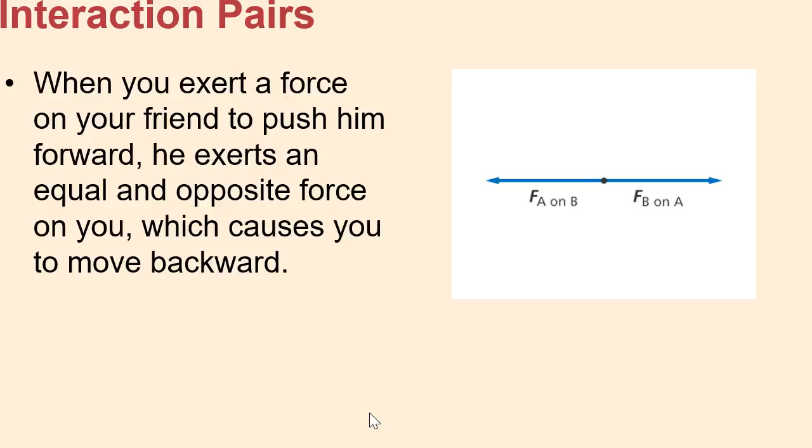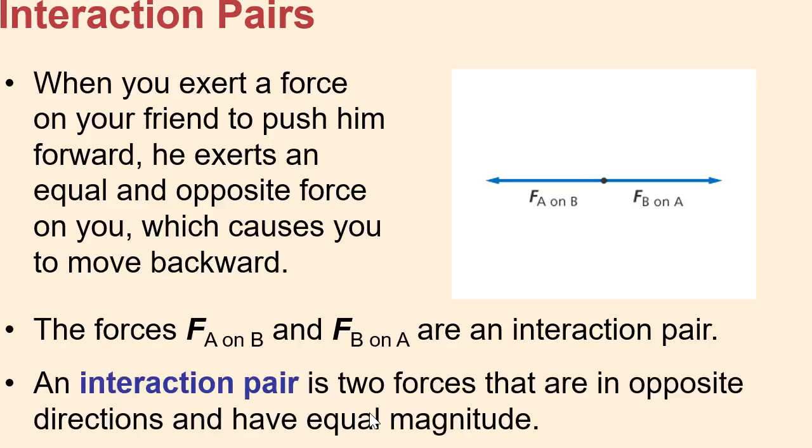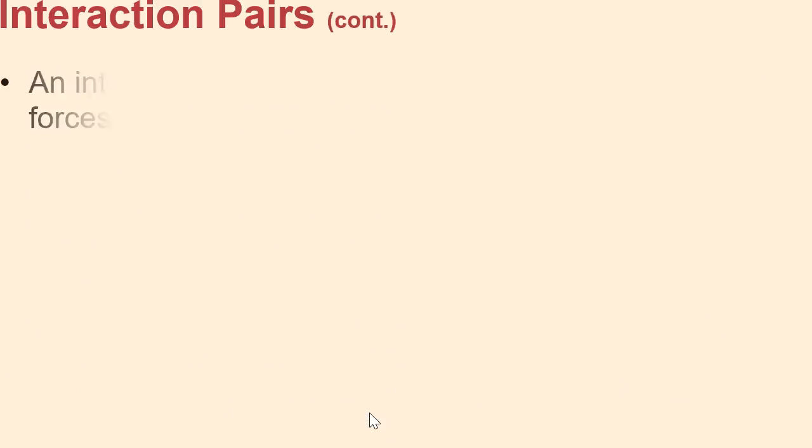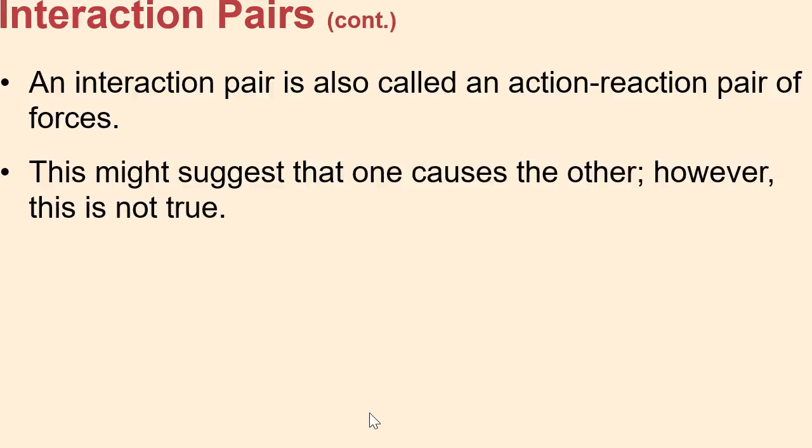but when you do a free body diagram, you don't report all the forces that you're exerting on other things. You simply report all the forces that are acting on the object that you're doing the free body diagram for. We would say that these forces are interaction pairs. Interaction pairs are two forces in opposite directions with equal magnitude. Interacting pairs are also called action-reaction pairs.